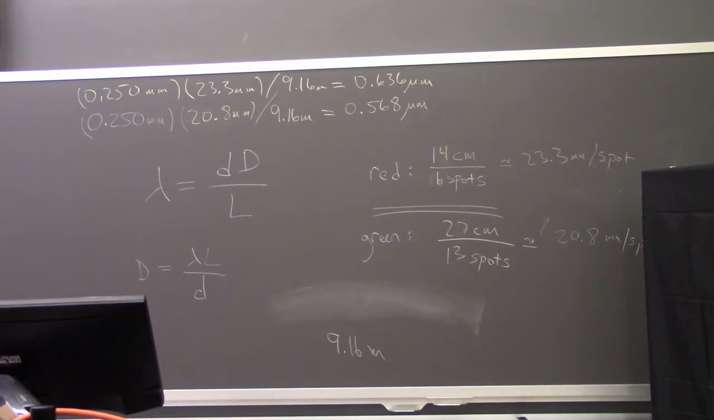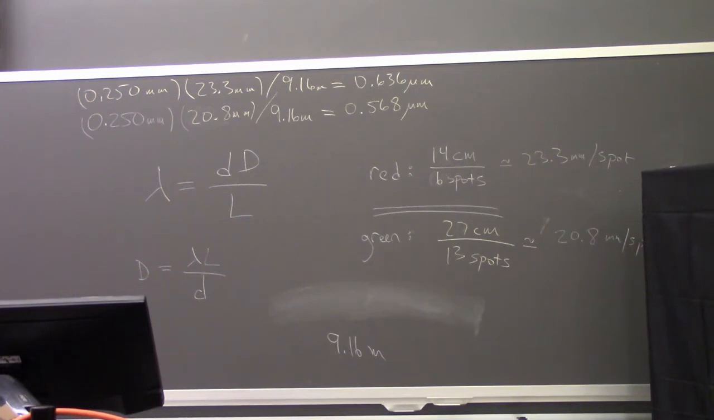Then the wavelength that we infer is the slit distance, little d, times the spot distance, big D, divided by the distance from the slits to the screen, which is big L. So big L is 9.16 meters. Little d is 1/4 of a millimeter. And then big D is what we measured by counting spots. So for the red case, I got 23.3 millimeters. So you take 0.250 millimeters times 23.3 millimeters divided by 9.16 meters, and that gave me 636 nanometers, or 0.636 micrometers, which I think is pretty good.